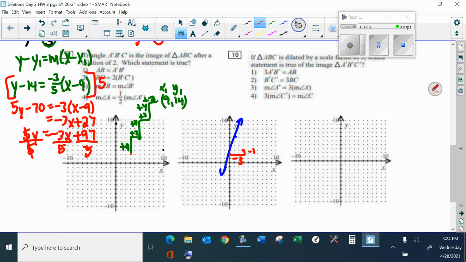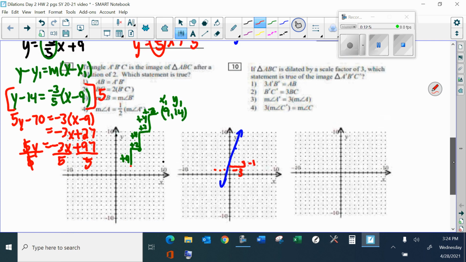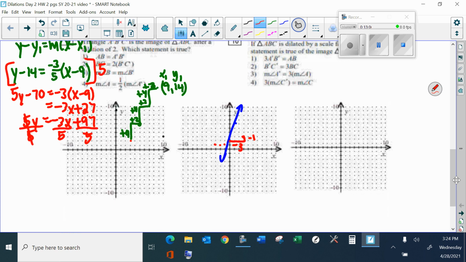That's a scale factor of 1. Down 1, left 3. 1, 2, 3. There's a scale factor of 2. That's what we were looking for, right? Scale factor 2, yes. So it is this point right here. What is that point? Negative 1, negative 2, negative 3, 1. That's my x sub 1 comma y sub 1.